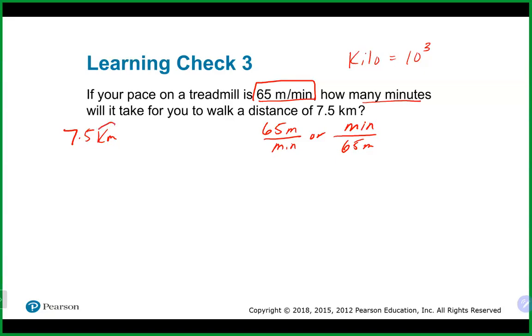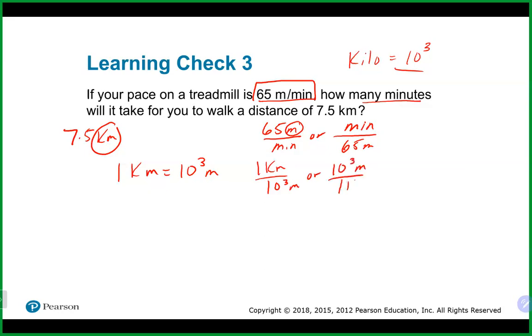But we cannot use them together the way they are because obviously one's in meters and one's in kilometers. So we do need to do that conversion as well. So I'm going to go from kilometers to meters using my conversion here. And that means that in 1 kilometer, there would be 10 to the 3 meters, which would give me my two conversion factors that I need, which is 1 kilometer over 10 to the 3 meters, or 10 to the 3 meters over 1 kilometer. And again, that is 1 times 10 to the 3, or basically 1,000. We will take our 7.5 kilometers.